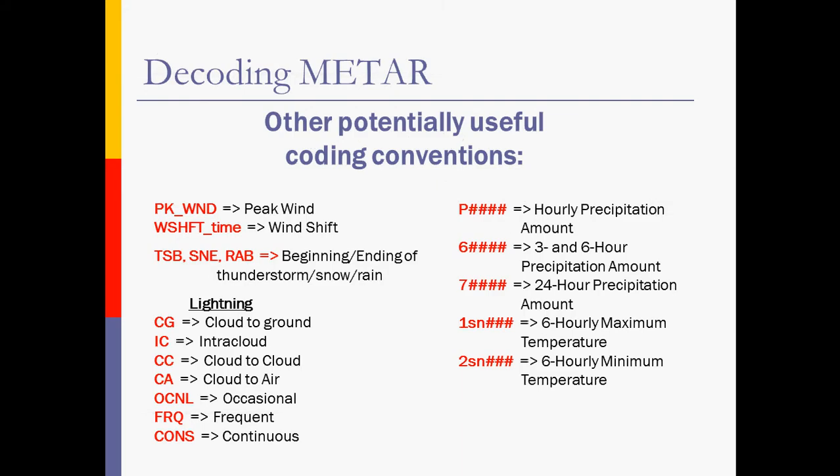So take a look at these other potentially useful coding conventions. You'll notice that they provide useful information about wind, beginning and ending times of precipitation, lightning, precipitation amounts, and also minimum temperatures over 3 or 6 hour periods. So let's work through some more examples in order to get the hang of how to decode these sorts of conventions.